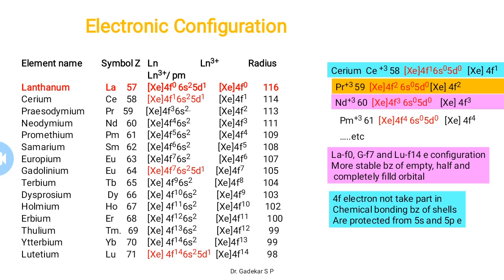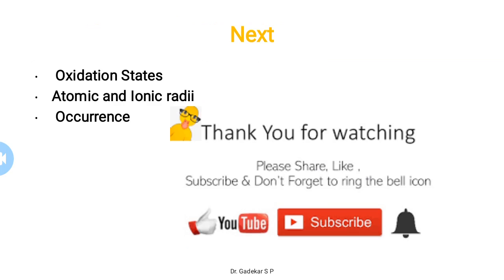Okay, lanthanide series. In the next lecture we will discuss oxidation state. Just now we discussed electronic configuration, position and general introduction. So now we stop here. Next lecture we will discuss oxidation state, atomic and ionic radii and occurrence of the lanthanide series.